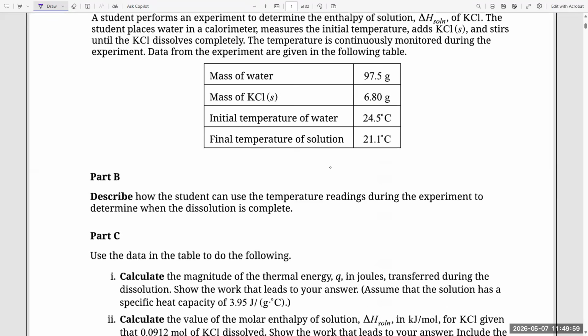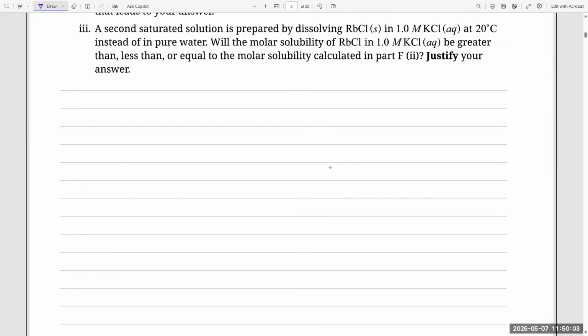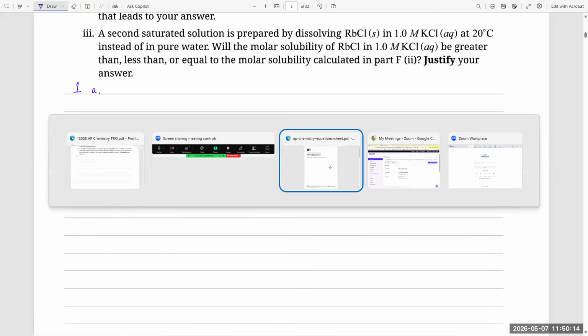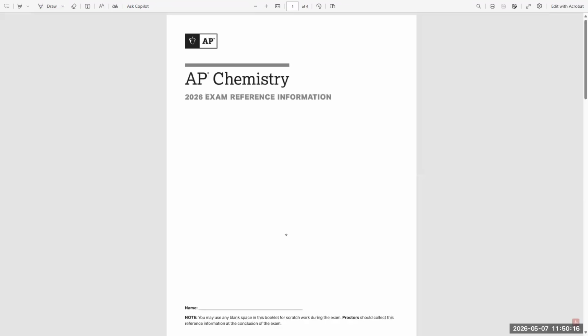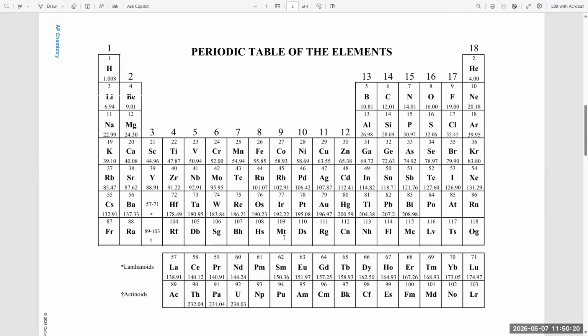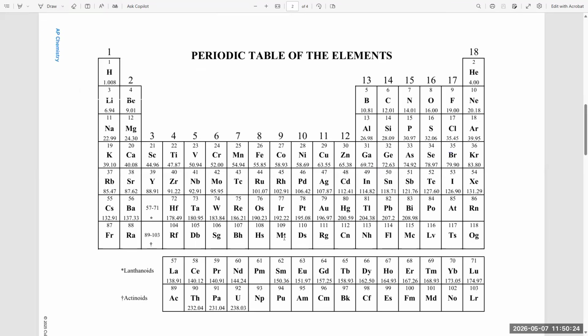So I'm going to scroll over here. All right, so for question one, part A, just double check, because we want to make sure this is my reference table. And I noticed that AP got a new reference table for 2026. All right, potassium is right there. It's actually one before argon, right?